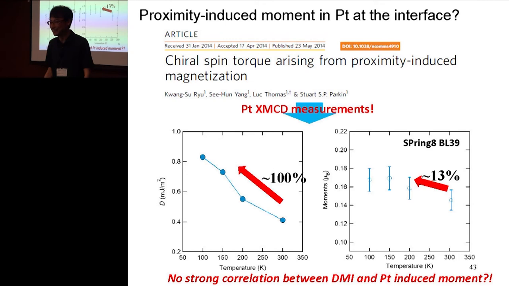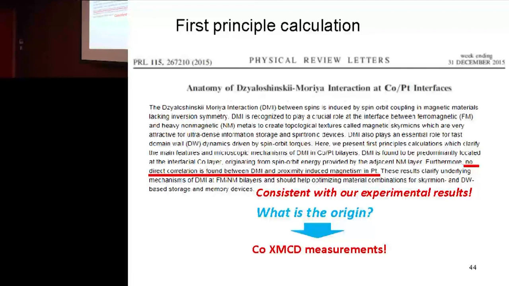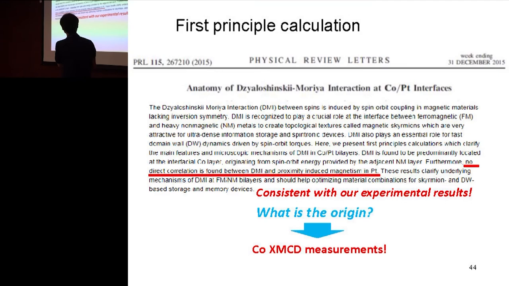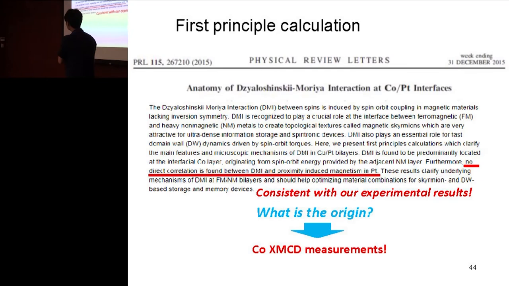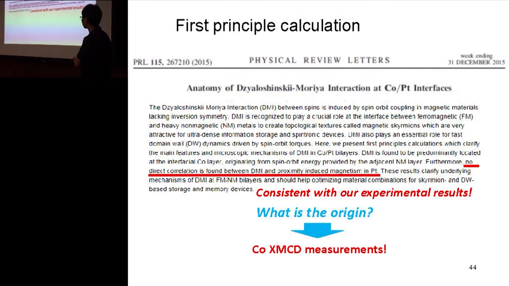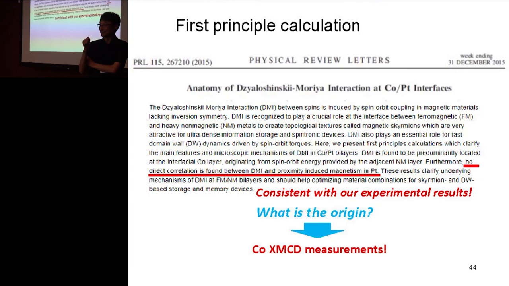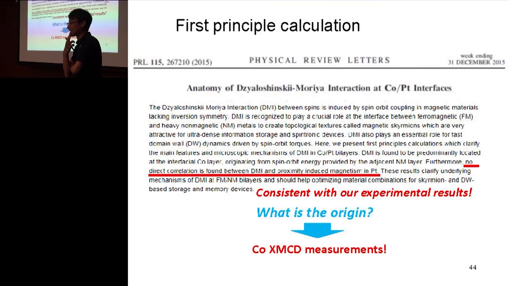Meanwhile, at the last day of the last year, this preprint calculation paper appeared. The title is Anatomy of Dzyaloshinskii-Moriya Interaction at Co/Pt Interfaces. So this is the first-principles calculation for Dzyaloshinskii-Moriya Interaction. And important is this line, can you see? No direct correlation is found between DMI and proximity-induced magnetism in platinum. Wow, it's consistent with our experimental result. Okay, now we are going to write a paper. However, okay, what's the origin? It's consistent with what?